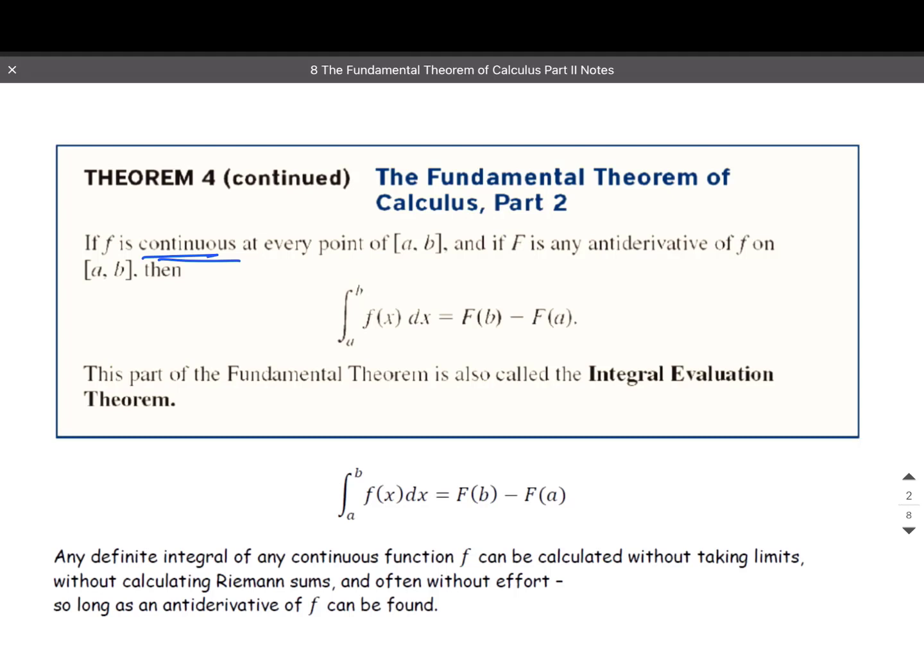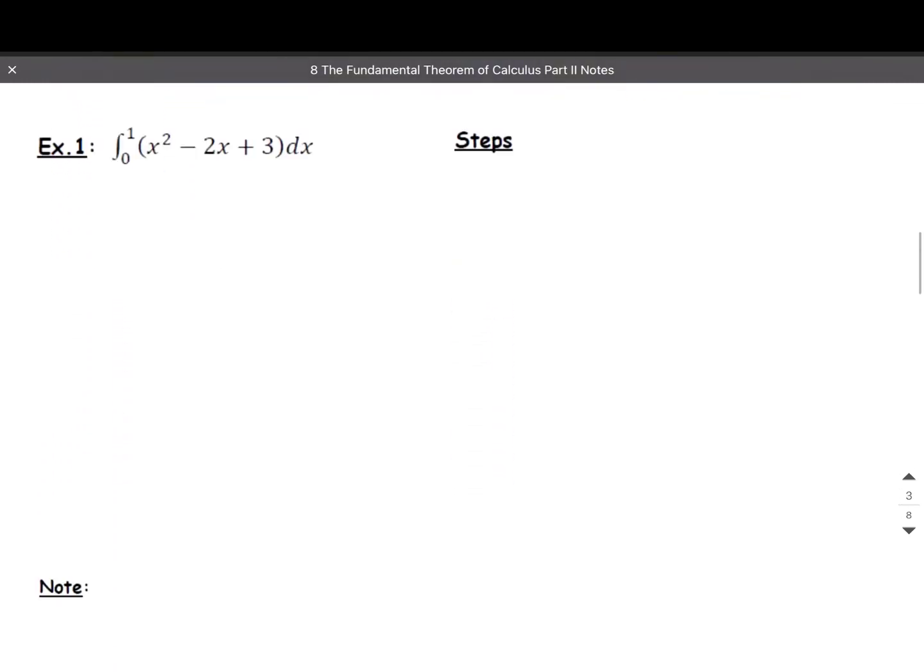Okay? Now it also goes on to tell us that any definite integral of any continuous function f can be calculated without taking limits, without calculating Riemann sums, and often without much effort, as long as an antiderivative of f can be found. No way. Without much effort? Without rectangles or trapezoids? Let's see. So here we go.